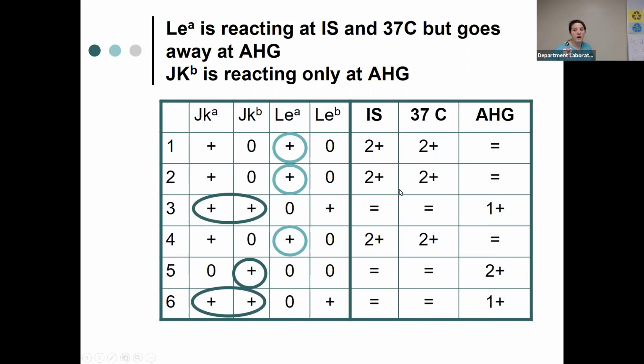And if you take a look on your antibody chart, it says that Lewis A and Lewis B can react at initial spin, 37, and AHG, okay? So in this instance, if you look, Lewis A is positive on panel cell 1, 2, and 4, where our initial spin and 37 are reacting, okay? However, Lewis A is negative where we have our AHG reactions, okay? So something else is causing the AHG reactions. And if you look at your JKA and JKB family, JKB is present on 3, 5, and 6. But why do our reactions with AHG have different strengths?